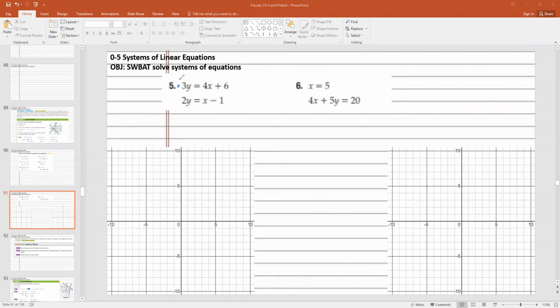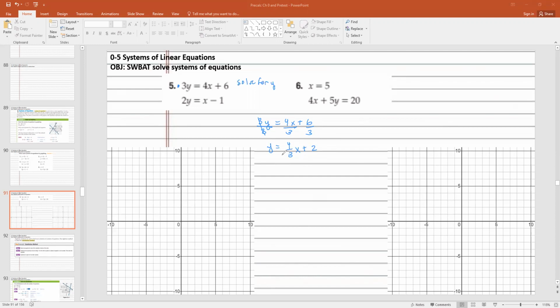Okay, so 5, it's almost in slope-intercept form, except the y is not by itself. So that just means you need to solve for y. So to solve for y, we need to divide everything by that coefficient of y, which is 3. And that way we get y equals 4/3 x. It's okay if the slope is a fraction. And here we get 6/3, which is 2.